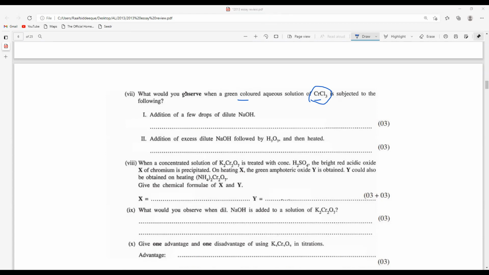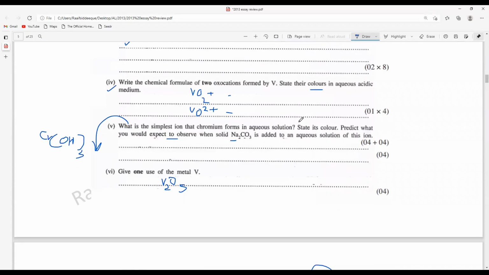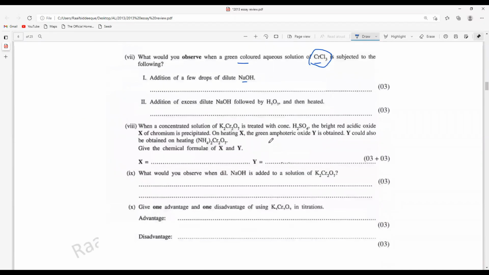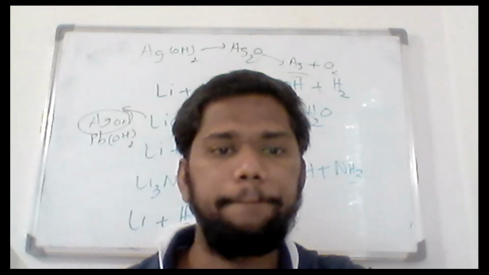Okay, so here also they ask about chromium. When you add a little bit of chromium chloride and you add a little bit of dilute NaOH, this is important, what will happen? It will form the chromic hydroxide precipitate, which is greenish in color. Why have they mentioned dilute? This is also important. So we will quickly go back again to our screen.